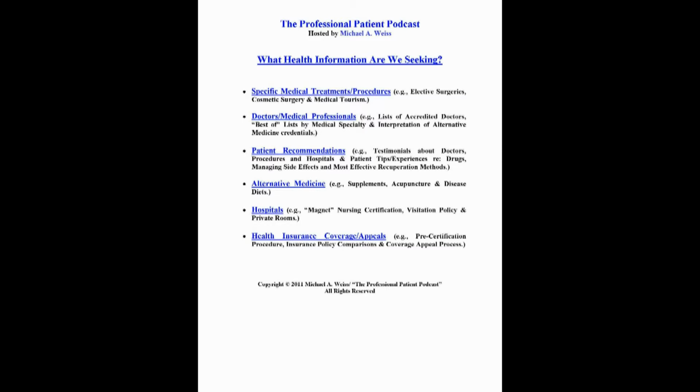Then you have patient recommendations. Obviously, there are testimonials about doctors and procedures. There are patient tips about drugs and managing side effects and the best way to recuperate and deal with physical therapy, etc. Then you have alternative medicine, which is, I think, a fast-growing aspect of what people are looking for. Could be acupuncture, supplements, disease diets like for Crohn's disease or breast cancer or kidney disease, etc.